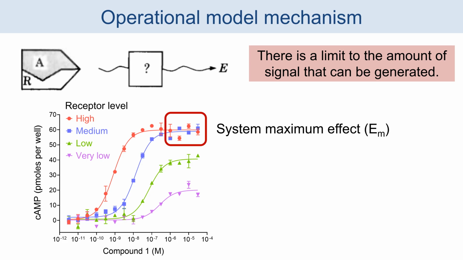This ceiling is called the system maximum effect, or EM. It is the maximum signal that the signal transduction machinery can produce.